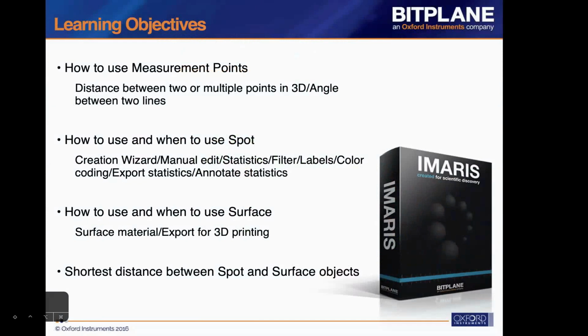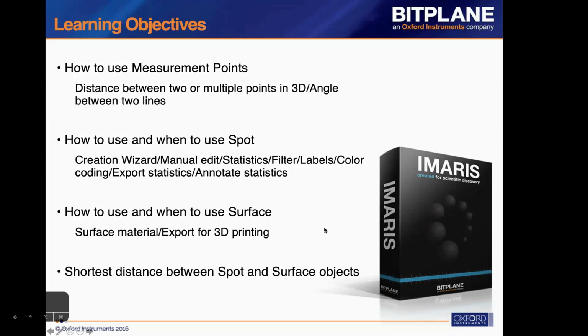All right, so today's learning objectives is, before I talk about spot and surface, I think it would be helpful if I also mention the measurement points. Measurement points is one of the analysis tools in Imaris which can measure the distance between two or multiple points in 3D and the angle between the two lines. It's quite easy to use, so I think it would be helpful to include it in this basic spot and surface analysis. And second is how to use and when it's good to use a spot.